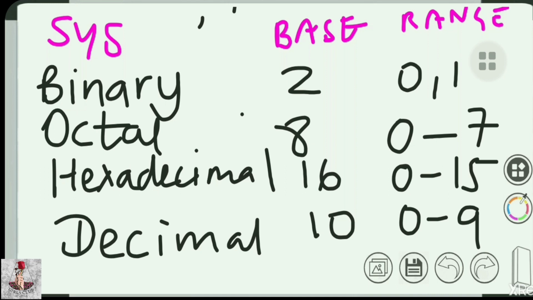Okay, so I'll just give you guys a few moments to go through this. Binary, base is 2, range is 0 and 1. Octal, base is 8, range is 0 to 7. Hexadecimal, base is 16, range is 0 to 15. Decimal, base is 10, range is 0 to 9.